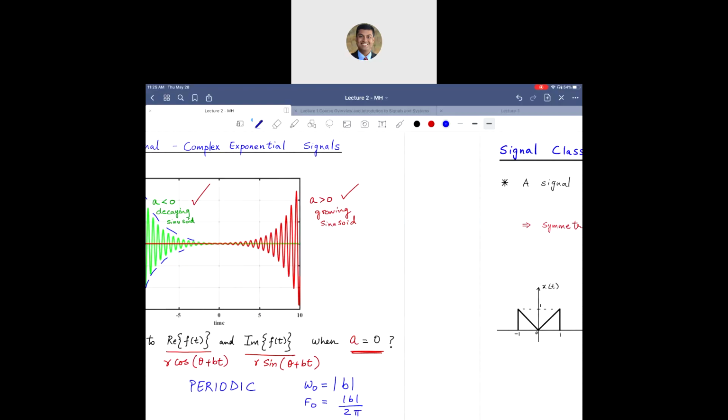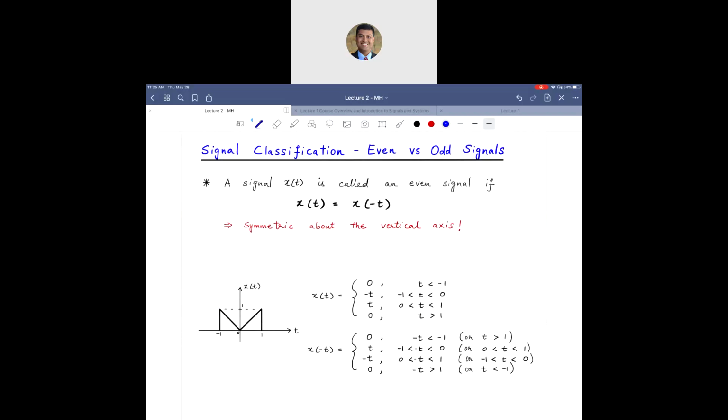All right, we talked about the complex exponential. Let's take a look at another way to classify signals by taking a look at their property of being even or odd signals. So signals could be even, signals could be odd, or signals could be neither. A signal x of t is called an even signal if it satisfies this property. X of t is the same as x of minus t, which means x of 2 should be the same as x of minus 2.